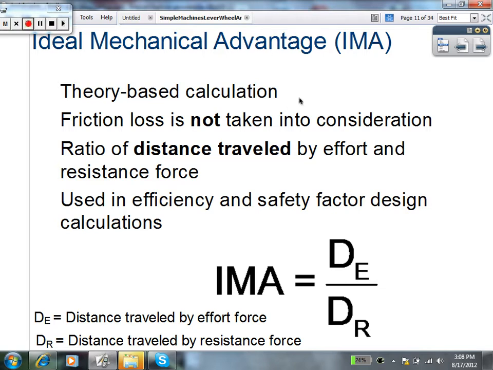We say that there is the ideal mechanical advantage. Remember, the mechanical advantage is the distance the effort travels over the distance the resistance travels. We call that the ideal mechanical advantage. It is a theory-based calculation. Friction loss is not taken into consideration. The ratio of the distance traveled by the effort and the distance the resistance travels is what is calculated, and it's used in efficiency and safety factor design calculations. So the ideal mechanical advantage is going to equal the distance the effort travels over the distance the resistance travels.